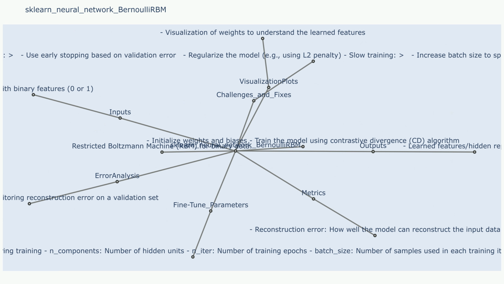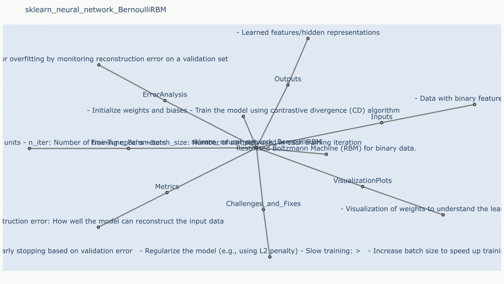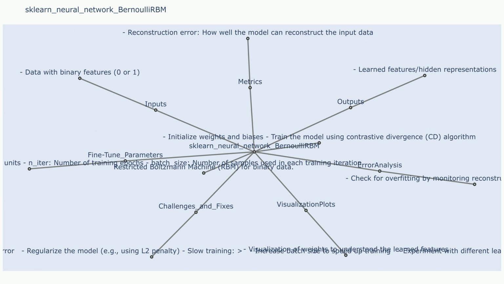Challenge 3. The model may not be able to learn complex patterns if the number of hidden units is too small. Sample use case that resulted in challenge 3. The model was unable to learn the underlying patterns in a dataset of handwritten digits, resulting in poor performance. Fixes to challenge 3. Increase the number of hidden units. Use a more complex architecture, such as a deep Boltzmann machine.